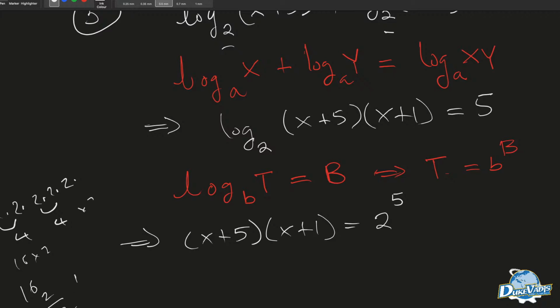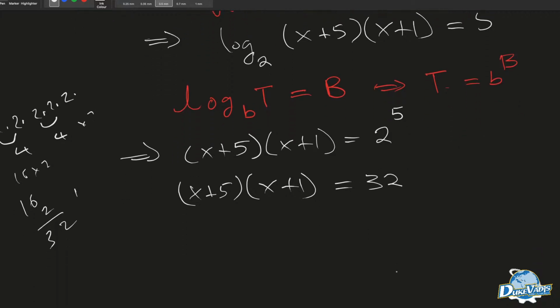Number 1. So we have (x + 5)(x + 1) = 32. So what do we have to do? We have to do some kind of expansion.